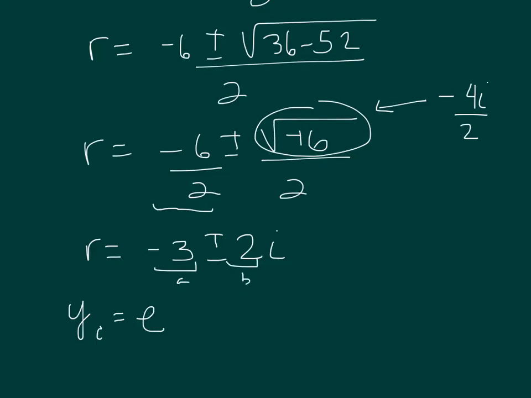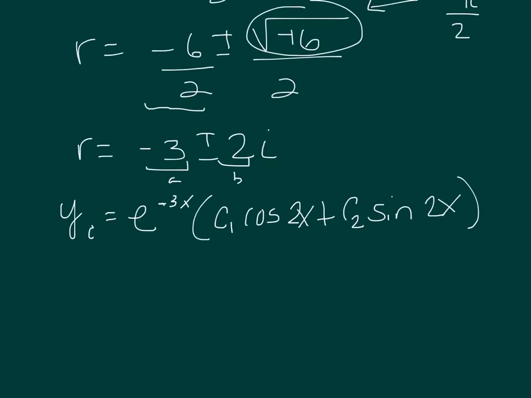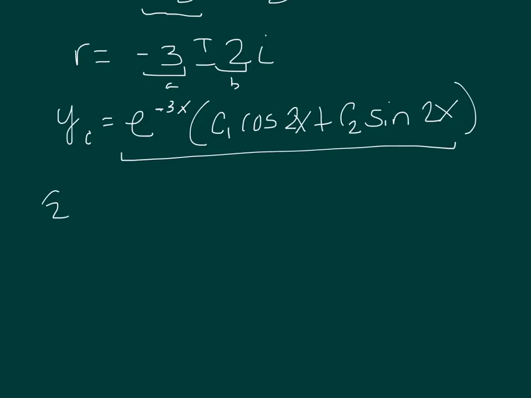So we have e to the ax, this is my a, and this is my b, so e to the negative 3x, times c1 cosine bx, that's cosine 2x, plus c2 sine bx, and again that's 2x. This is our general solution to the homogeneous equation above. Let me go back to example 9 in your book. Now let's find the particular solution, and let's call that number 2.